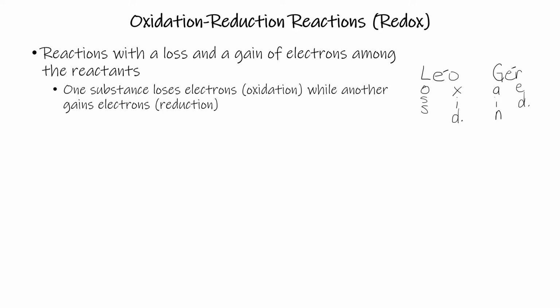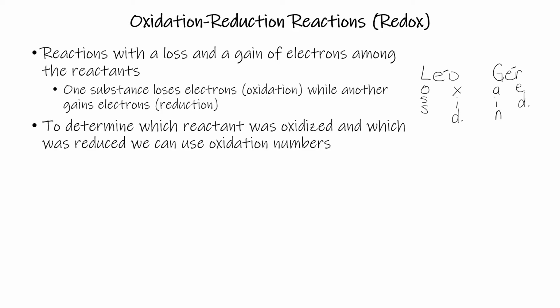And we're looking at what is being oxidized and what is being reduced. We're always talking about the reactants. One reactant is going to be oxidized, another reactant is going to be reduced in an oxidation reduction reaction. So one way to determine which reactant was oxidized and which was reduced is to look at oxidation numbers.